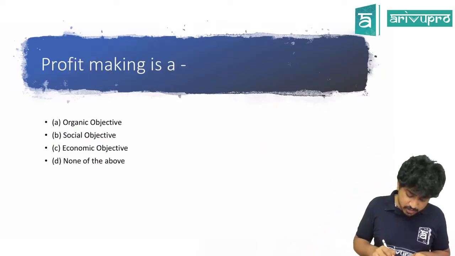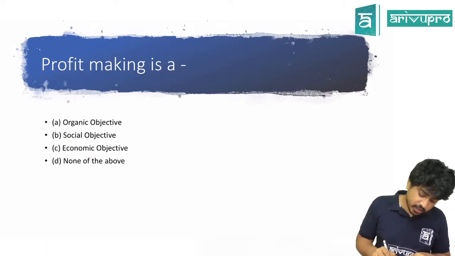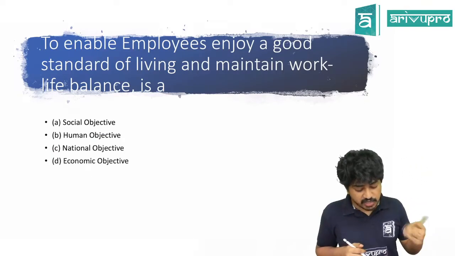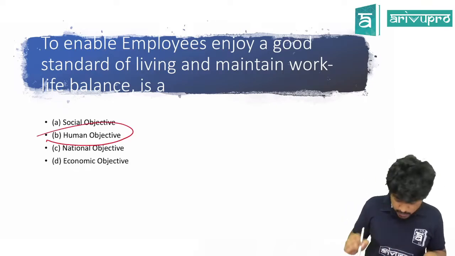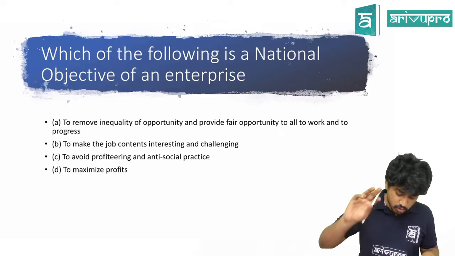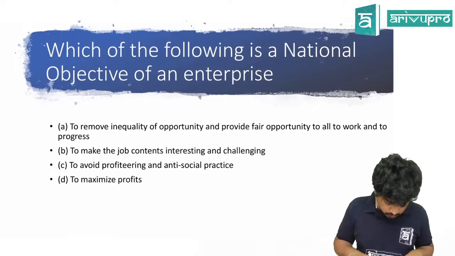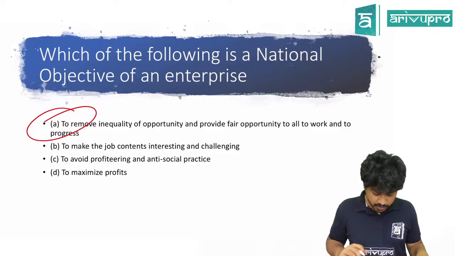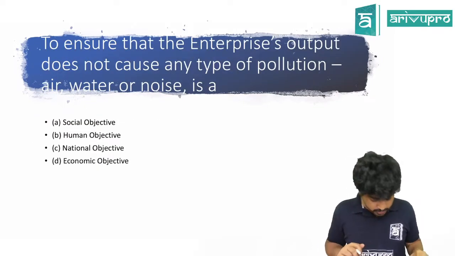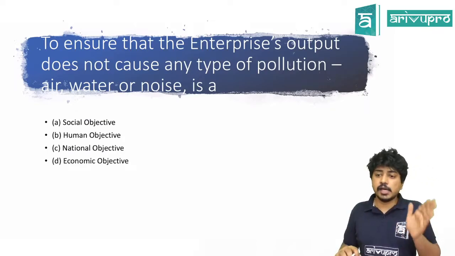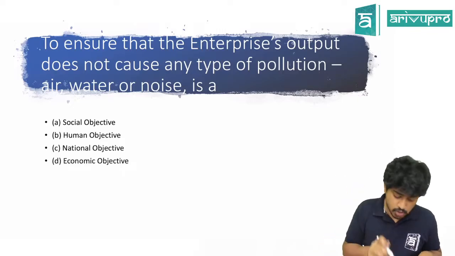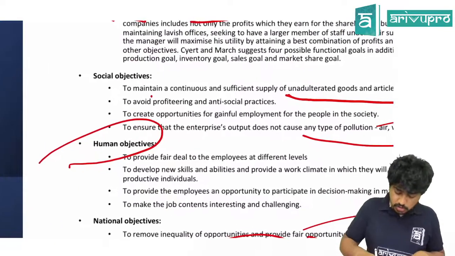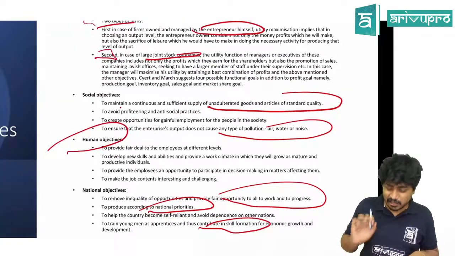Profit making is an objective of what? Economic. To enable employees a good working standard and condition, maintain work-life balance is what objective? Human objective. Which of the following is a national objective? To remove inequality and provide fair opportunities to all to work and progress. To ensure enterprise output does not cause any type of pollution is what objective? Social objective. These are straight from your books; you can read that. That is more than enough.